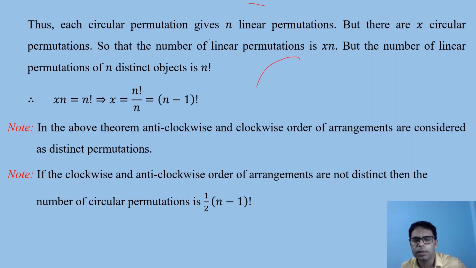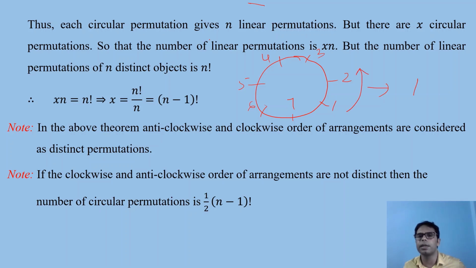You see here, say it is 1, 2, 3, then 4, 5, and then 6, then 7. These are distinct objects. So in this case, the circular permutation number, 6 factorial, is 720. But if the objects are distinct, clockwise is 1 2 3 4 and anti-clockwise is 1 7 6 5, so they will represent different permutations.